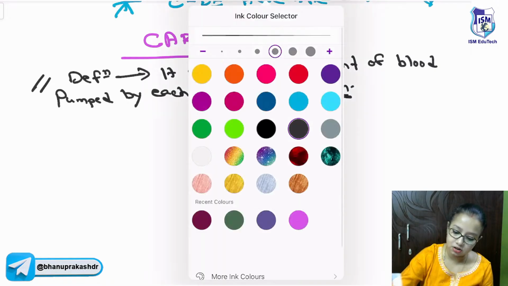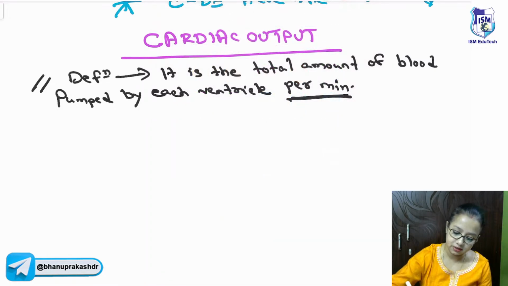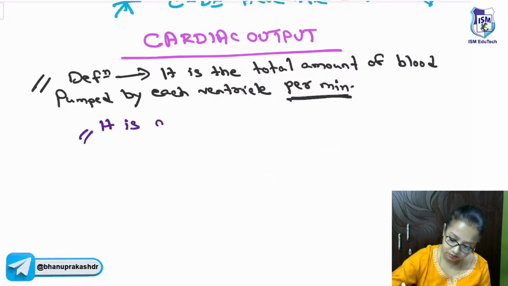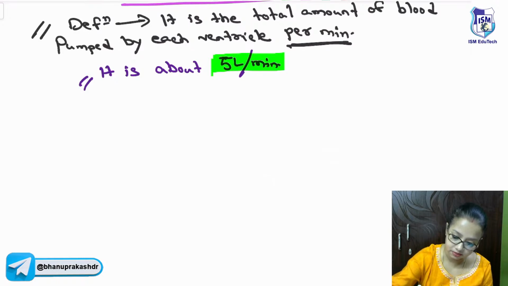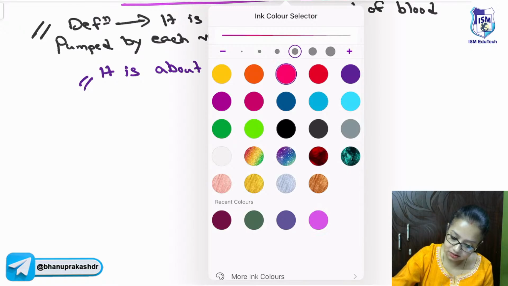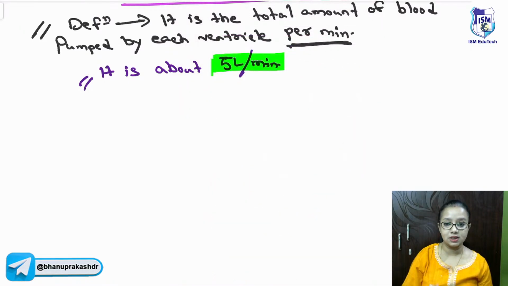So, we all know it. What is the normal value of it? It is about 5 liter per minute. This is the value of it, 5 liter per minute. Okay. What are the significance or what are the applications of cardiac output? So anything that affects the stroke volume will affect the cardiac output.